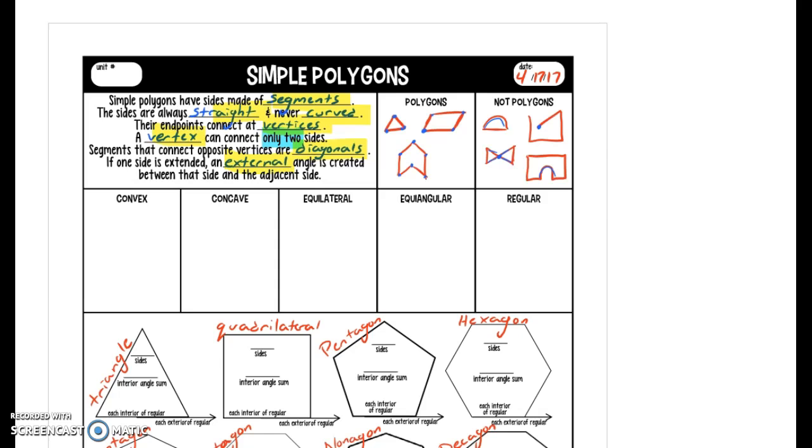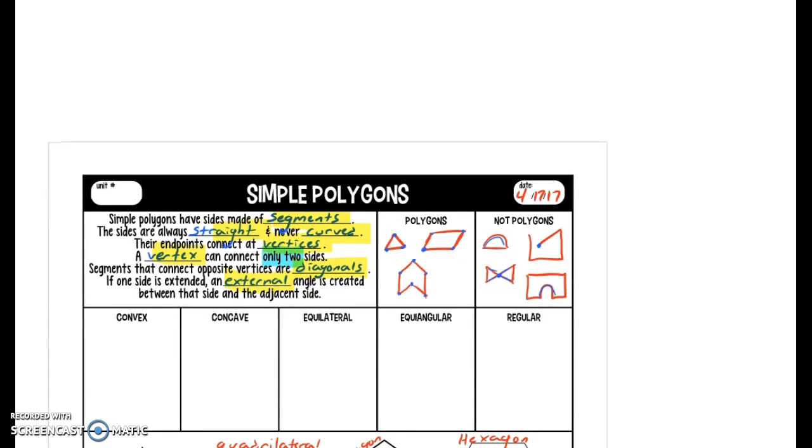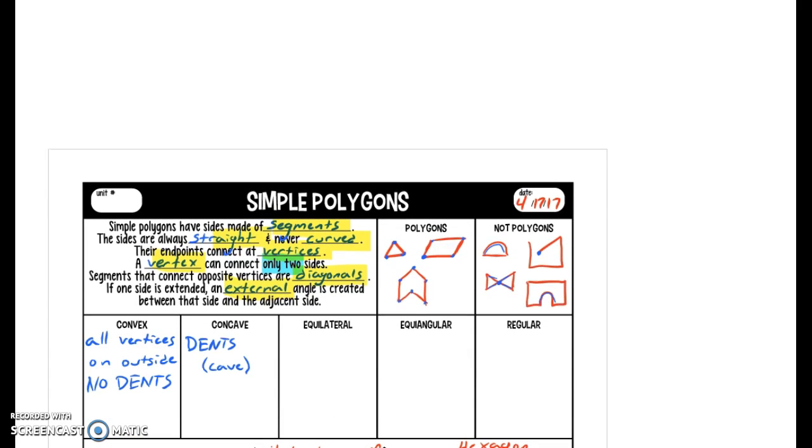So let's look at these next 5 words to determine how they look. The first 2 are convex and concave. Convex means that all the vertices are on the outside. There's no dents. So each corner is on the outside. Concave means that there are dents, that there's caves created. So there's a cave that's created between these 2 here, or as in a star, there's a dent between here.